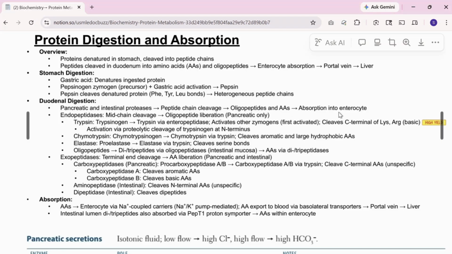Endo are trypsin, chymotrypsin, elastase, and that's about it. Trypsin, chymotrypsin, elastase. Exo is carboxypeptidases, amino, or maybe dipeptidases. So out of all of these, what we're going to remember is trypsin, chymotrypsin, elastase, and exopeptidases, only these. That's the only one that's typically important.